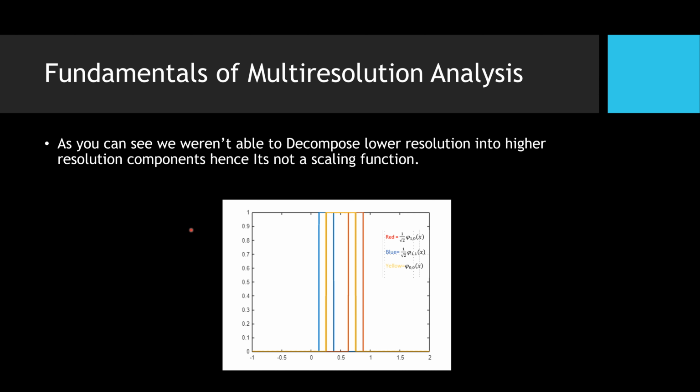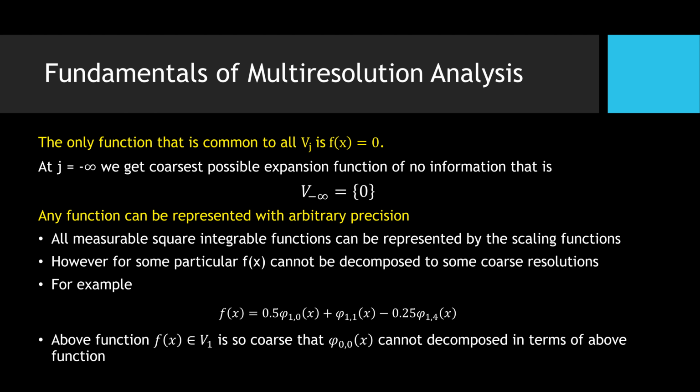When we try to represent psi of 0,0 in terms of j equal to 1 expansion functions, we weren't able to do it. Here I took psi of 1,0 and 1,1 and tried to represent psi of 0,0 by doing an amplitude scaling, but still I'm not able to decompose psi of 0,0 in terms of psi of 1,1 and 1,0. So we can simply say that this function is not a scaling function.